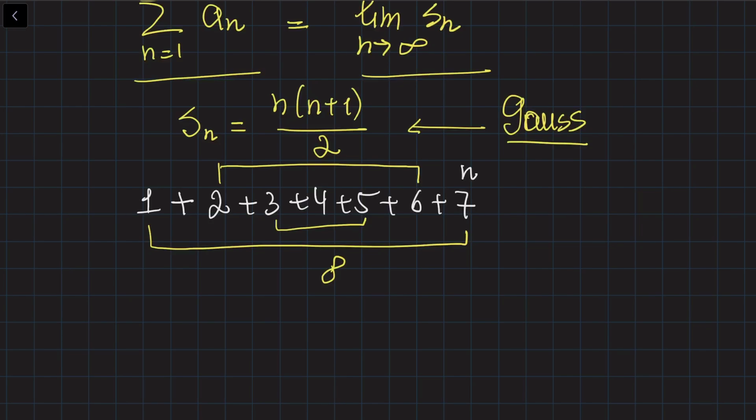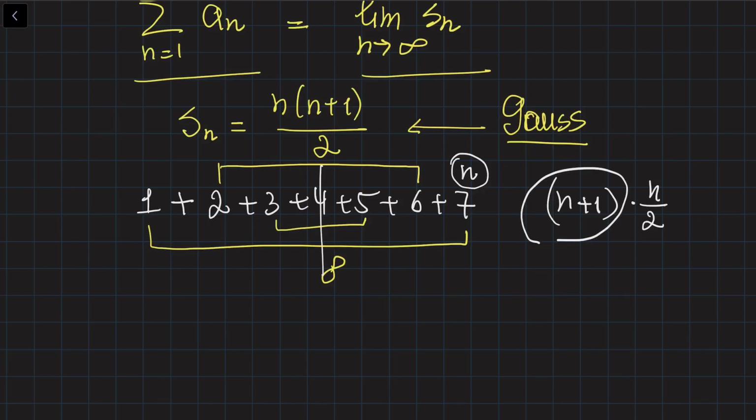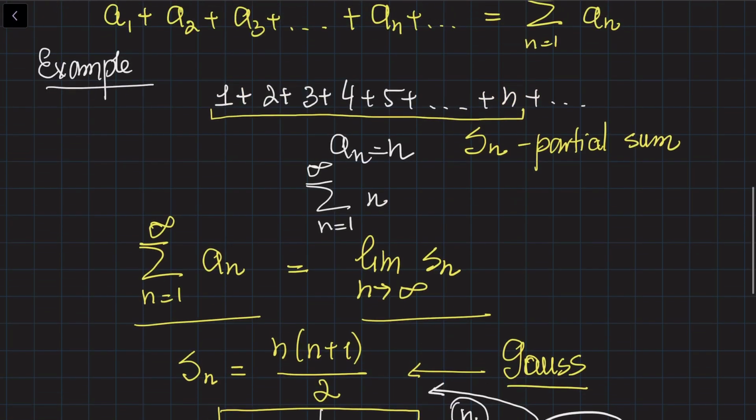So he can write down that the first and the last one always give you n plus 1, right? And there are n over 2 of these terms, n over 2 n plus 1s, because he is splitting the sequence into two parts. So this is a simple derivation of this formula. The sum of the numbers from 1 to n can be found by multiplying n by n plus 1 and dividing this by 2.